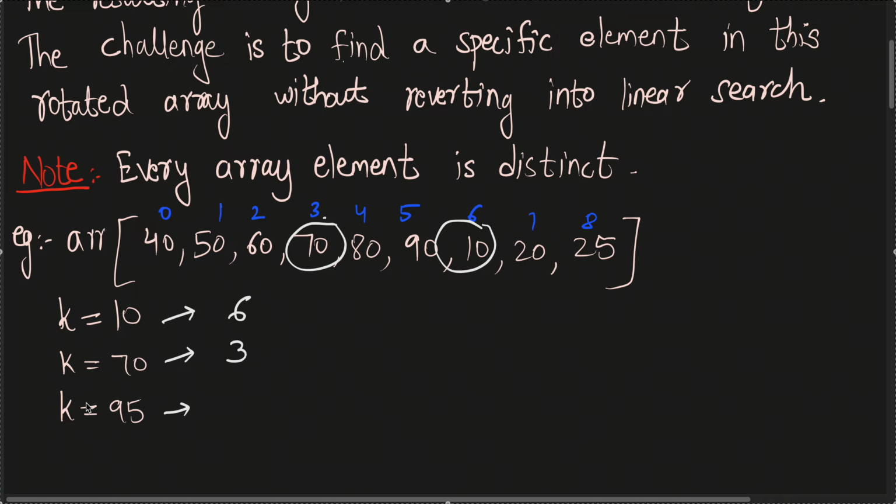The third is k equal to 95. Is 95 present in the array? No, 95 is not present in the array. So if the value 95 is not present in the array, we will return -1, right? So this is the problem statement. I hope you understood the problem statement.